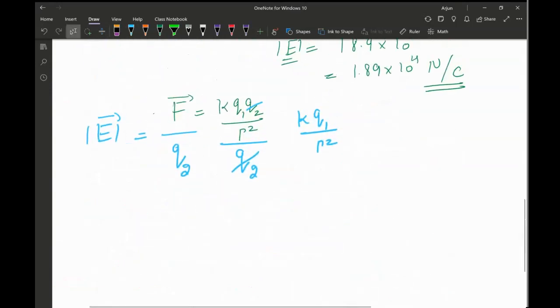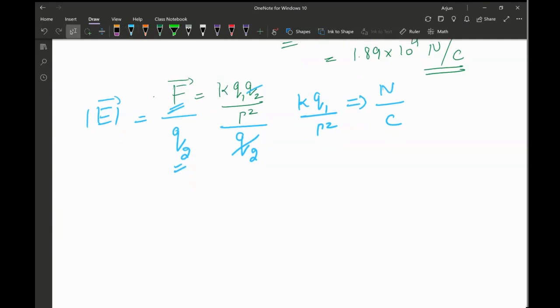So now if I were to derive the units, the unit of force is Newton and the unit of charge is Coulomb. So Newton per Coulomb is the unit of electric field. Electric field has another formula, that is force divided by charge. And the first formula, which we've learned, is E equals KQ1 divided by R square. So these are the two formulas which we can use, depending upon what's given to us.